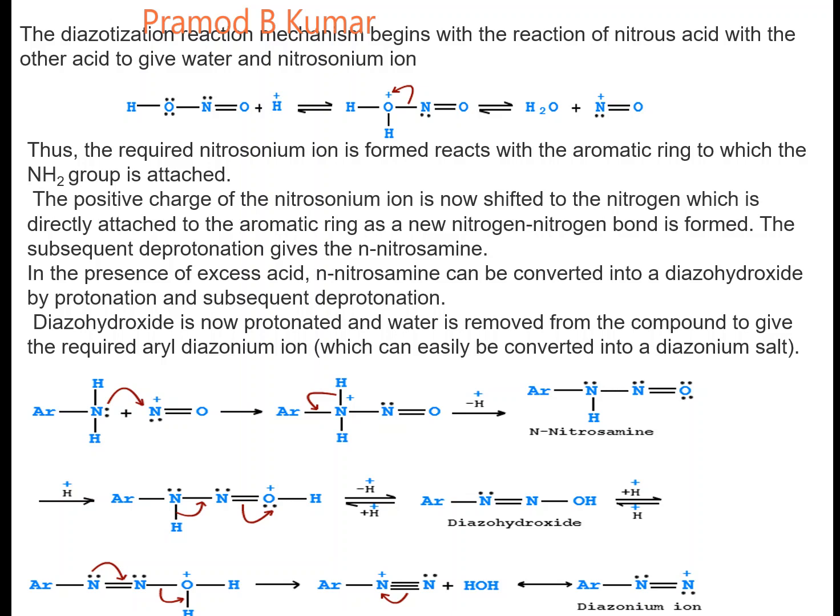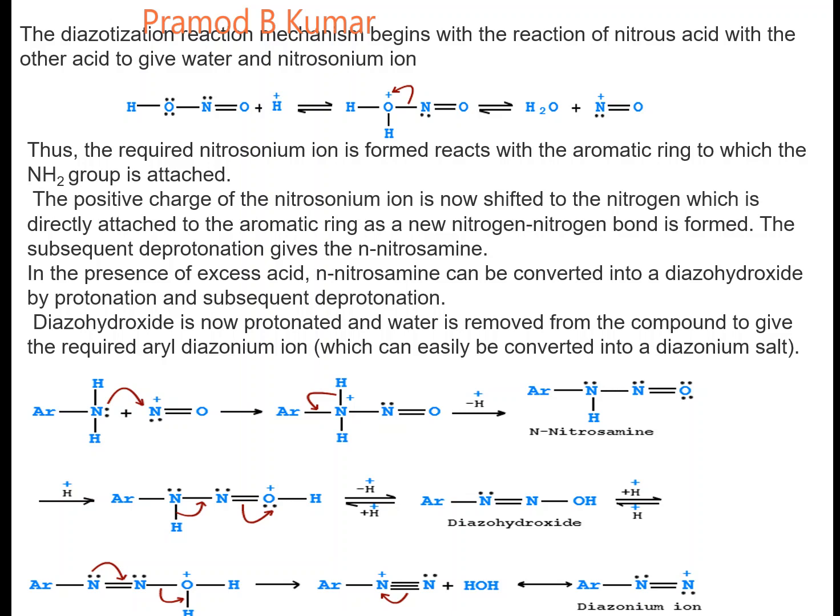There is a loss of water, and this loss of water leads to the formation of your diazonium salt, which gets resonance stabilized. So this is the mechanism of diazotization. First step is nitrosonium ion formation. Then comes the attack of the lone pair of electrons from your aniline on the nitrosonium ion. This leads to the loss of a proton, which leads to formation of a nitrosoamine.